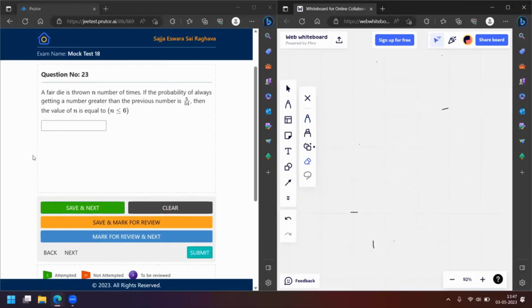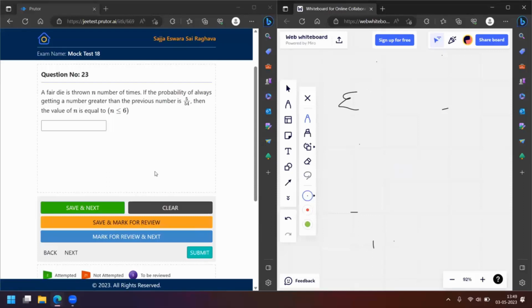Where a die is thrown a number of times, the probability of always getting a greater number. So let's assume that we have thrown the die. The probability of getting a number greater than the previous number is always given. Let's assume we get the first number as 1. So the next number should be greater.